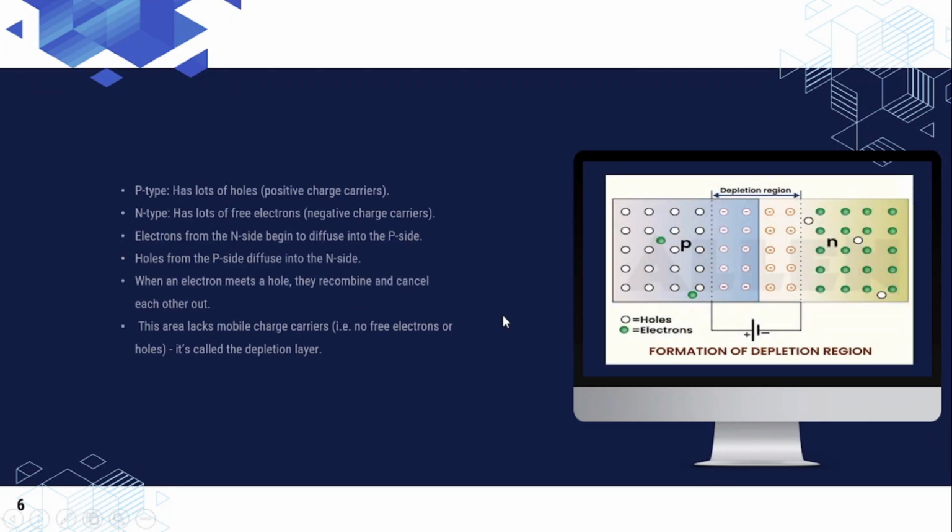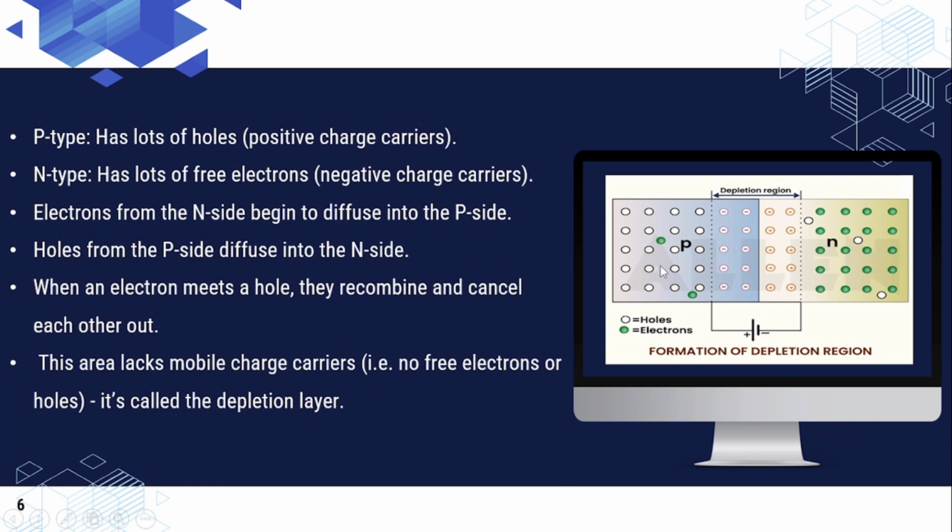Already we all know about the depletion layer, right? This is the P-type, this is the N-type. The P-type has lots of holes, positive charge carriers. The N-type has lots of free electrons, negative charge carriers. Electrons from the N side diffuse into the P side. Holes from the P side diffuse into the N side. When an electron meets a hole, they recombine and cancel out each other.